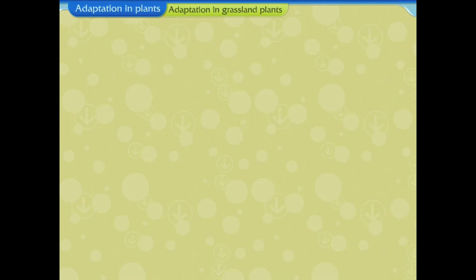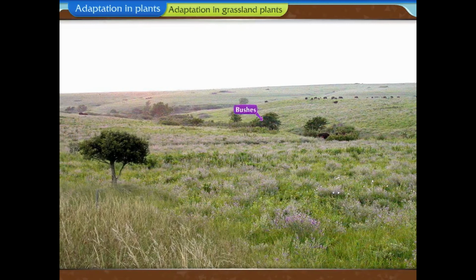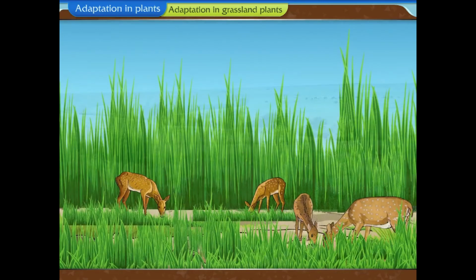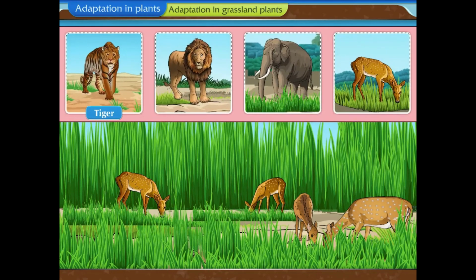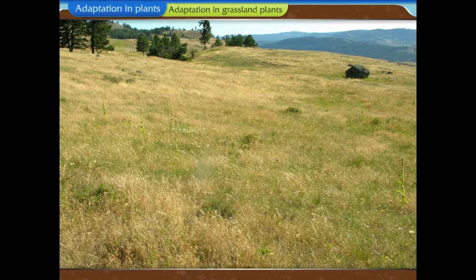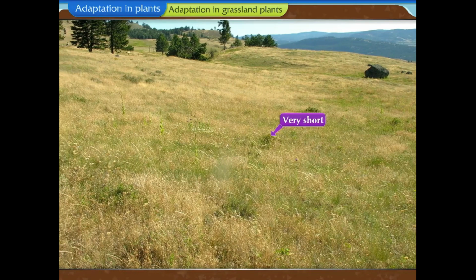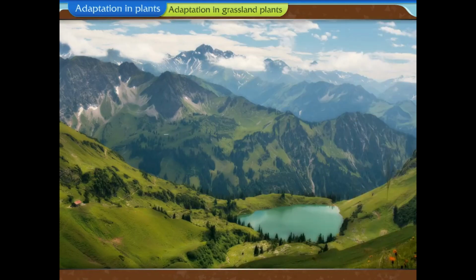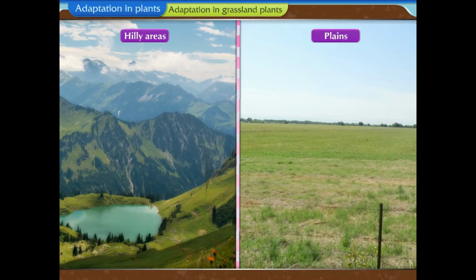Adaptation in grassland plants. Diverse types of bushes and various types of grasses grow in the grasslands. The roots of these grasses are fibrous. This prevents soil erosion. Grasses found in the equatorial region grow very tall, due to which animals like tiger, lion, elephant and deer can remain hidden in them. Grasses found in the cold regions are very short, therefore animals like rabbits are found in them. Vast meadows are mainly found in hilly areas and plains.